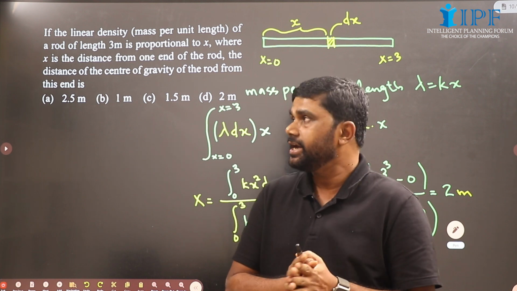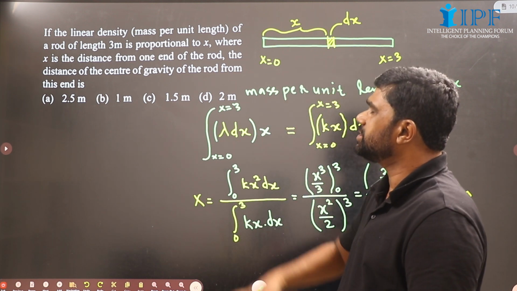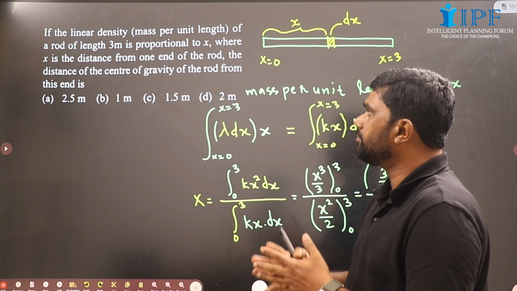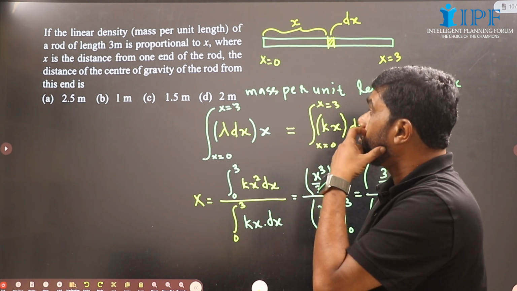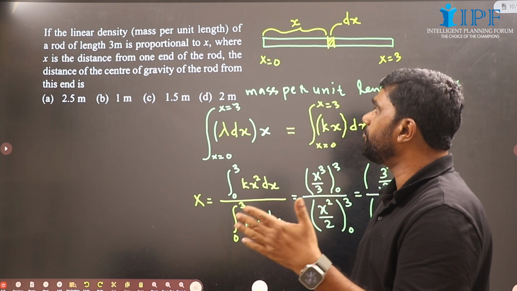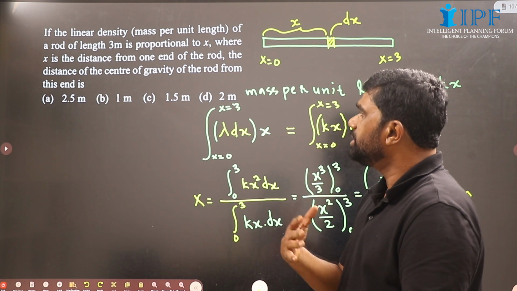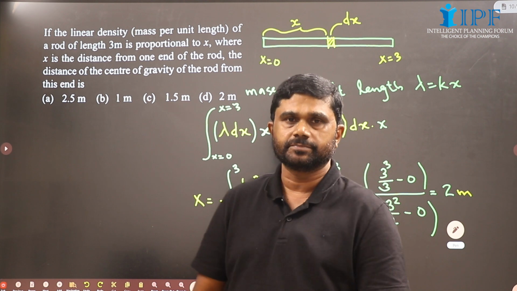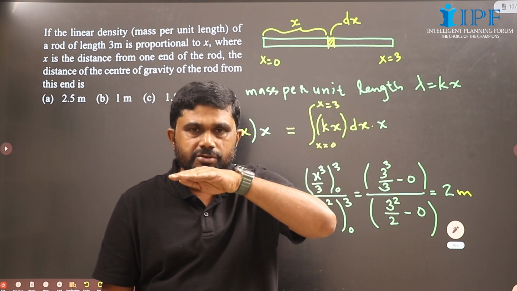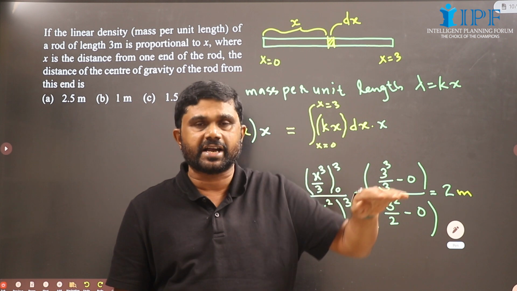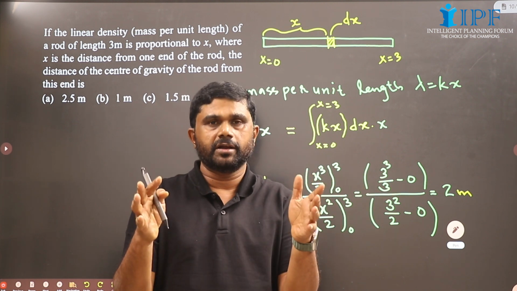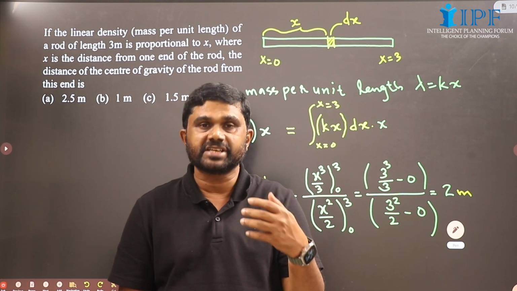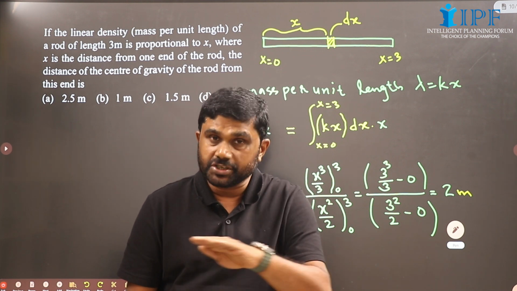Now let's try another example on center of mass. If the linear density, given as mass per unit length, of a rod of length 3 meter is proportional to x, where x is the distance from one end of the rod, the distance of the center of gravity of the rod from this end is? As this rod is along the x-axis, or horizontal, its center of mass and center of gravity will coincide. So center of gravity is the same as the center of mass if the body is horizontal.